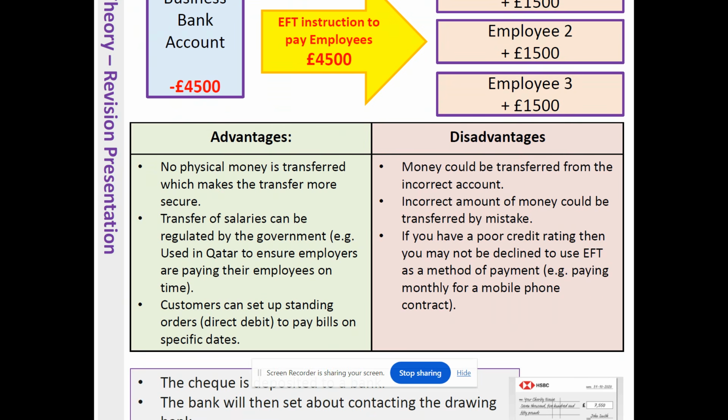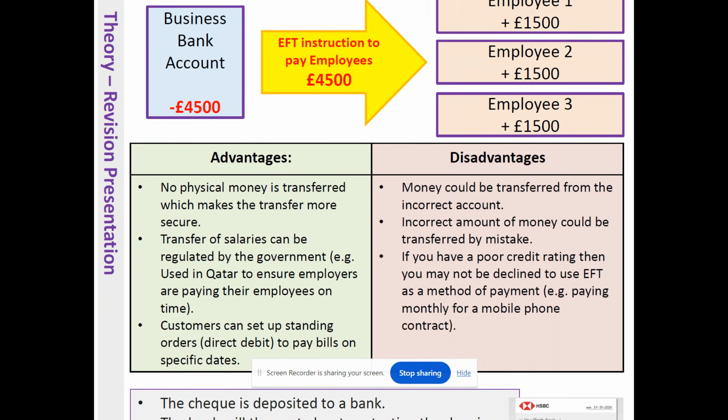However, the disadvantage is money could be transferred from the incorrect account, or the incorrect amount of money could be transferred by mistake. Let's say, for example, you want to take out a phone contract in the UK and you want to pay monthly. If you have a history of poor credit, you've not been paying your bills on time, you may be declined to use EFT as a method of payment.